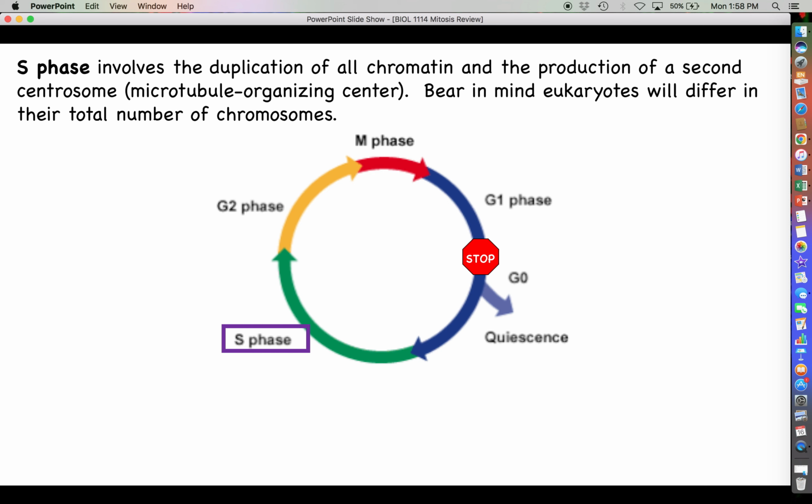The next stage is called the S, or synthesis phase. This is going to be where we duplicate all of our chromosomes and we make copies of all of our DNA sequences. The other thing that sometimes flies under the radar is that this is also going to be where we see the production of a second centrosome, which is sometimes also called the microtubule organizing center of the cell. We'll get a better idea of what the centrosome is there for in a little bit, but for now, recognize that a normal cell that is not going through the cell cycle only has one centrosome. So in S phase here, we're going to the trouble of making a second centrosome, and you'll see exactly why we're going to need two of them later on.